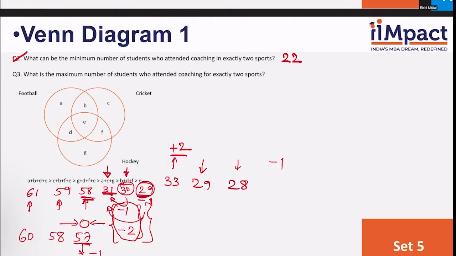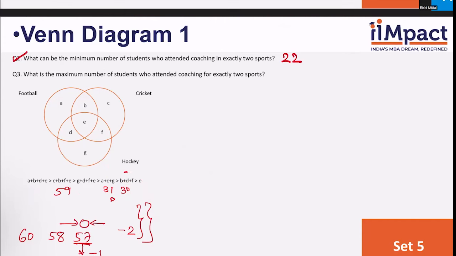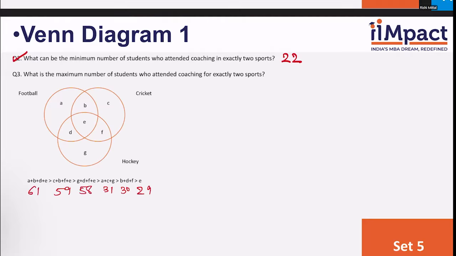Last question. What is the maximum number of students who attended coaching for exactly 2 sports? Okay. Let's take this. Let's see what I can do with this. Similar logic. Let's say this is 29, right? This was 58 and 61. Okay.